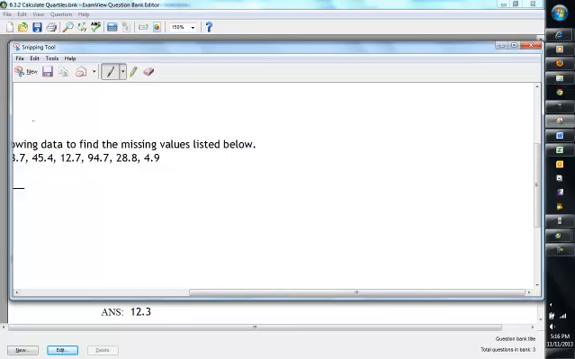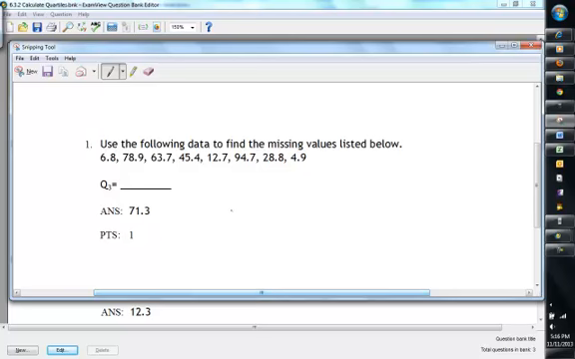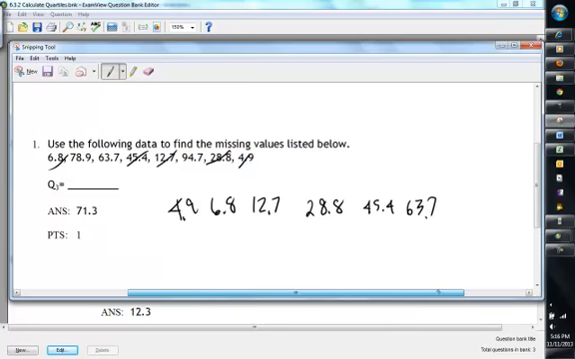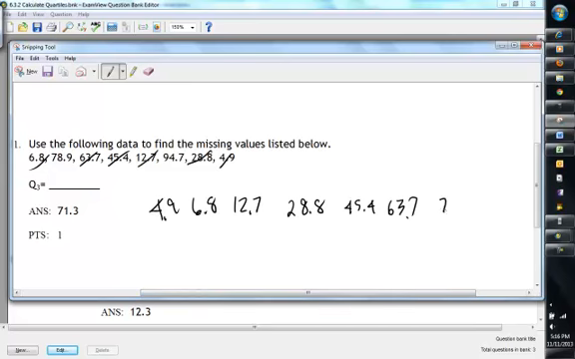The first thing you have to do is arrange the numbers in order from smallest to largest. 4.9, 6.8, 12.7, 28.8, 45.4, 63.7, 78.9, and 94.7.